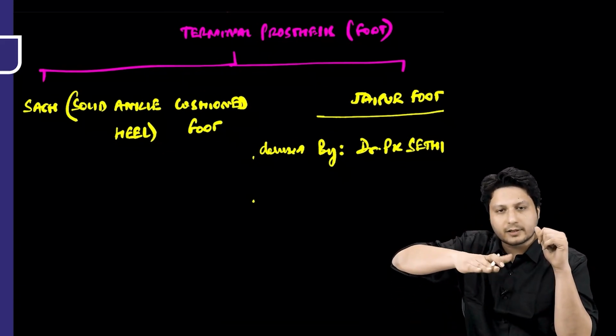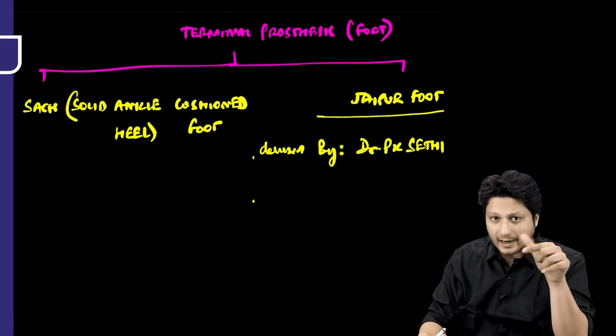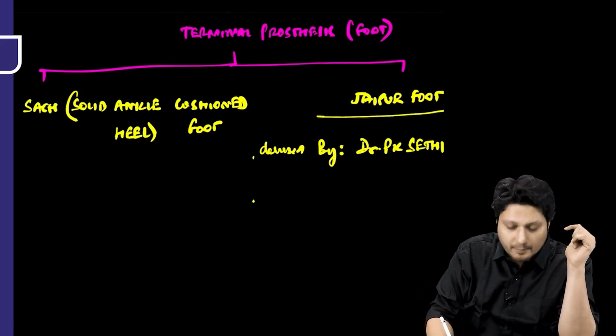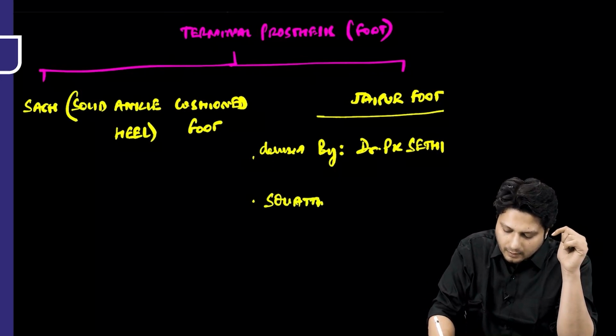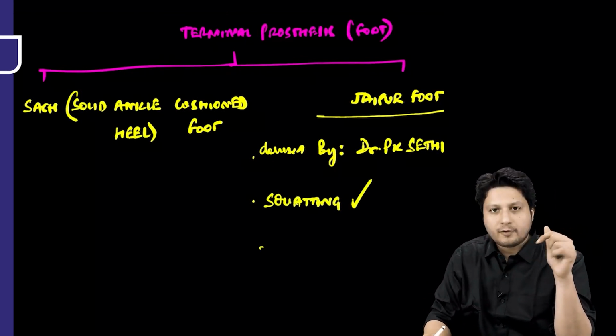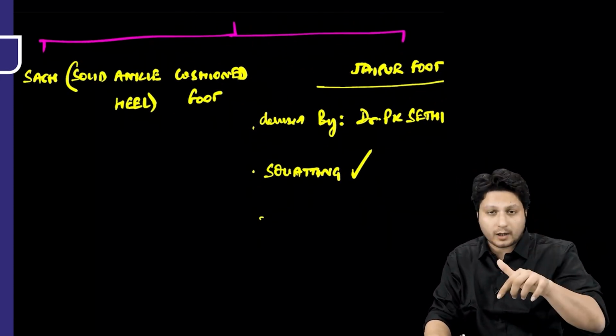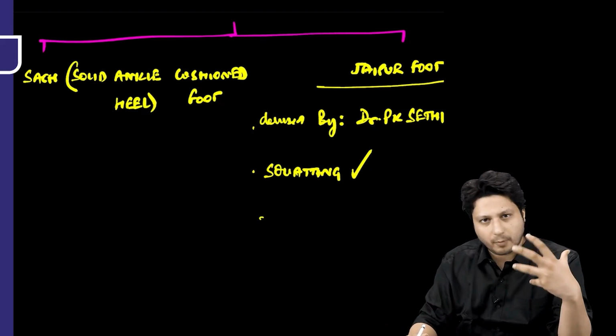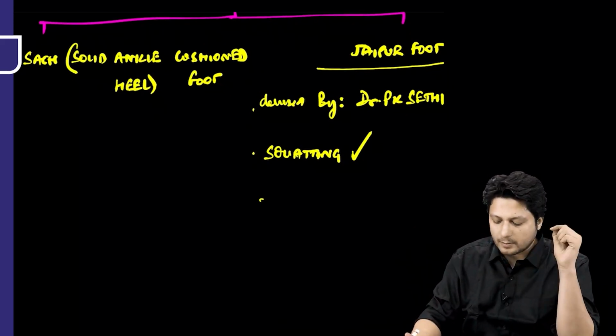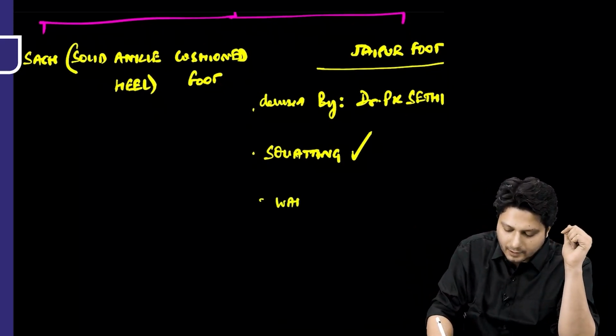As a result, it is to some extent pliable. And that is the reason why the patient can perform squatting. Wearing a Jaipur foot, the patient can squat because the rubber is relatively more pliable. So, ankle dorsiflexion is possible. Then, the possibility of walking on irregular terrains.